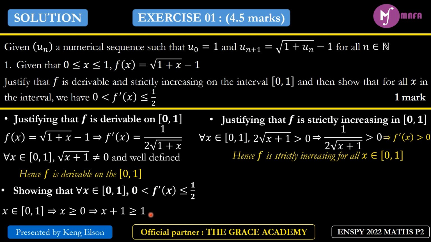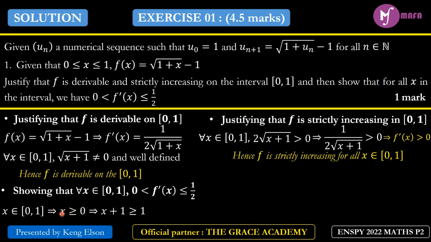In fact, this is why we are doing this. We are trying to bound f prime of x from above, and to bound a rational function, we first of all begin with the denominator, and the denominator here is 2 times the square root of x plus 1. So I need to first begin with the x plus 1, then I take the square root, then I multiply by 2 before I take the reciprocal.